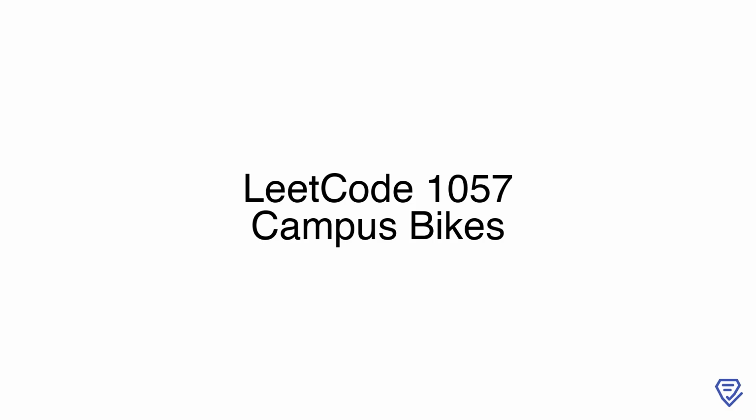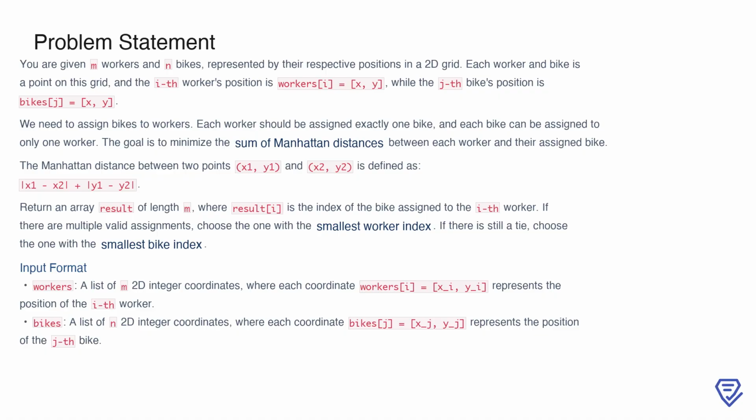Let's get started. In this problem, we have a 2D grid where M workers and N bikes are located at specific points. The workers are represented by their positions in the workers array, and the bikes are represented by their positions in the bikes array. The task is to assign a bike to each worker in such a way that no two workers share the same bike, and no bike is assigned to more than one worker. The objective is to minimize the sum of the Manhattan distances between each worker and their assigned bike.